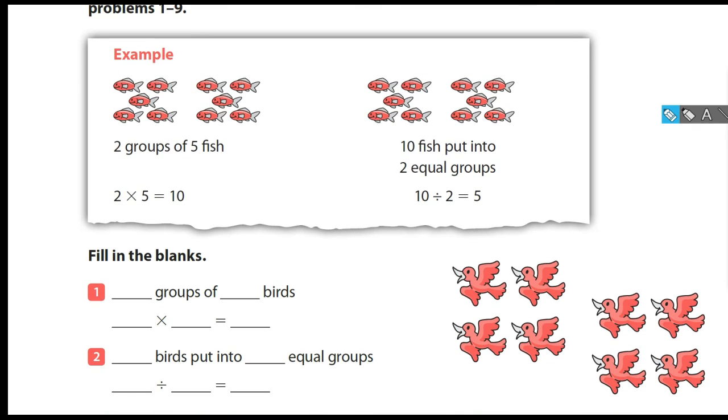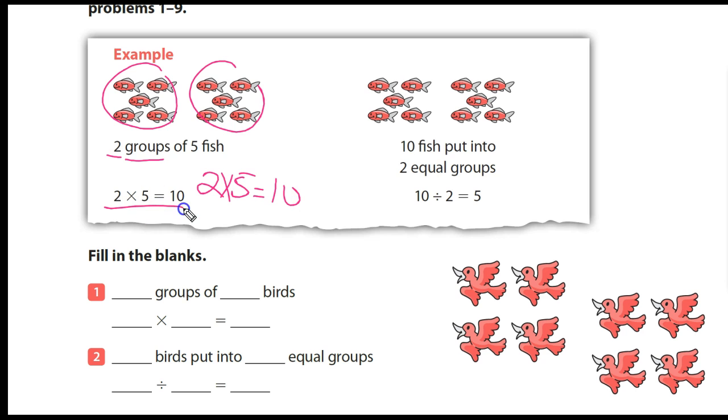So look at the first example that I have. How many groups of fishes do I have? 2. 2, right? Wait. I don't see 4. There's 1 group here, and there's another group here. Plus it says 2 groups. So how many groups do I have? 2. How many in each group though? 5. So my multiplication equation is going to be 2 times 5 is 10, which they have right there.